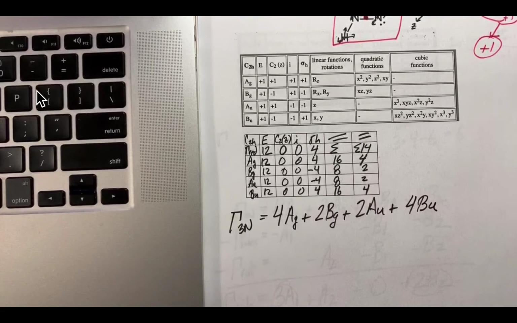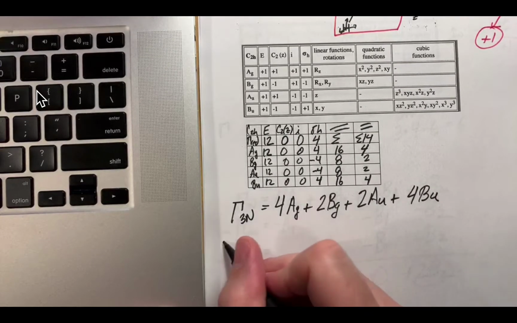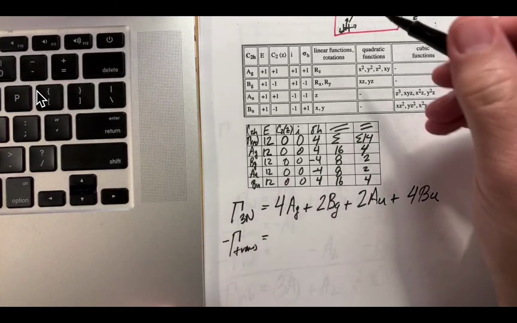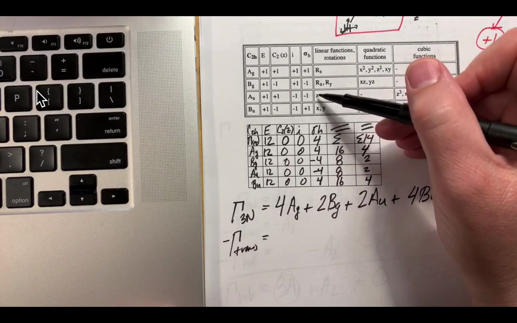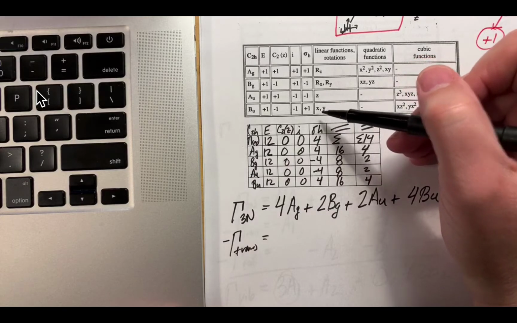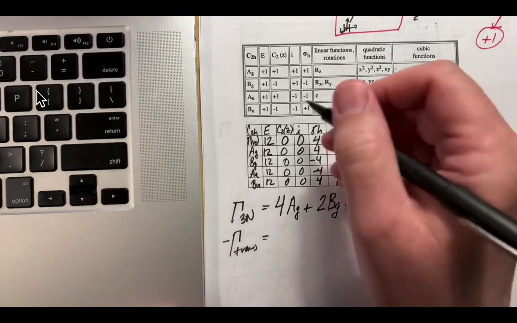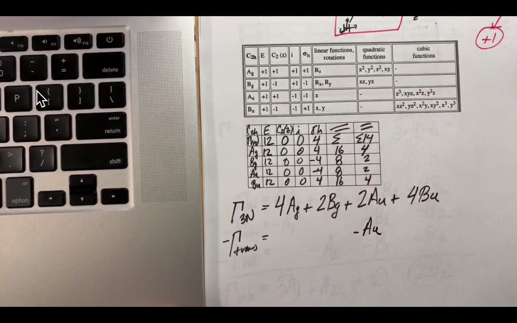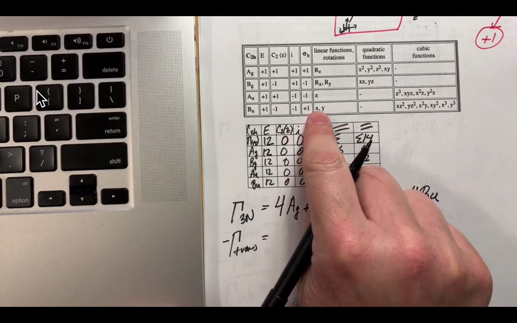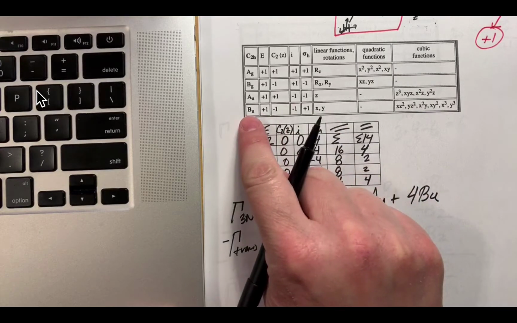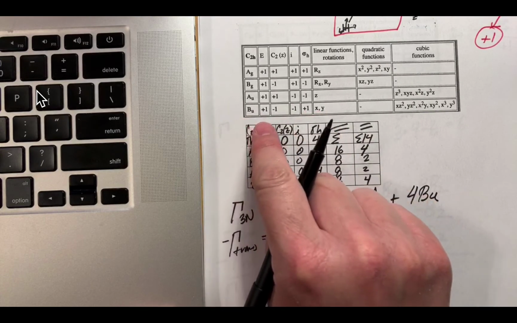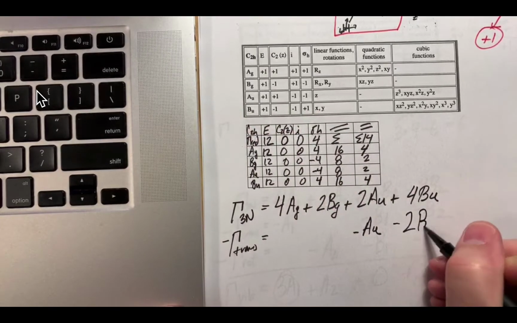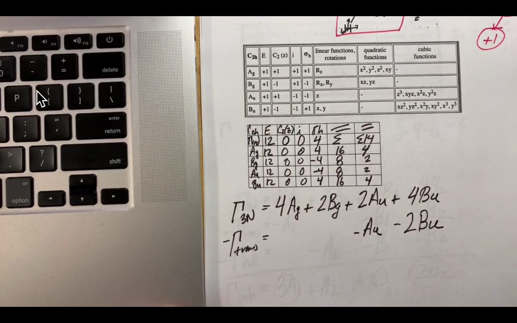Okay, again, I'm going to consult my character table and subtract out the translations first. Translations, again, are translations along X, Y, and Z. This one's kind of interesting. So I subtract out an Au. And what's interesting here is I have to go to the Bu twice because X belongs to Bu and Y belongs to Bu. So I'm going to subtract out 2 Bu's. 1 for X, 1 for Y.